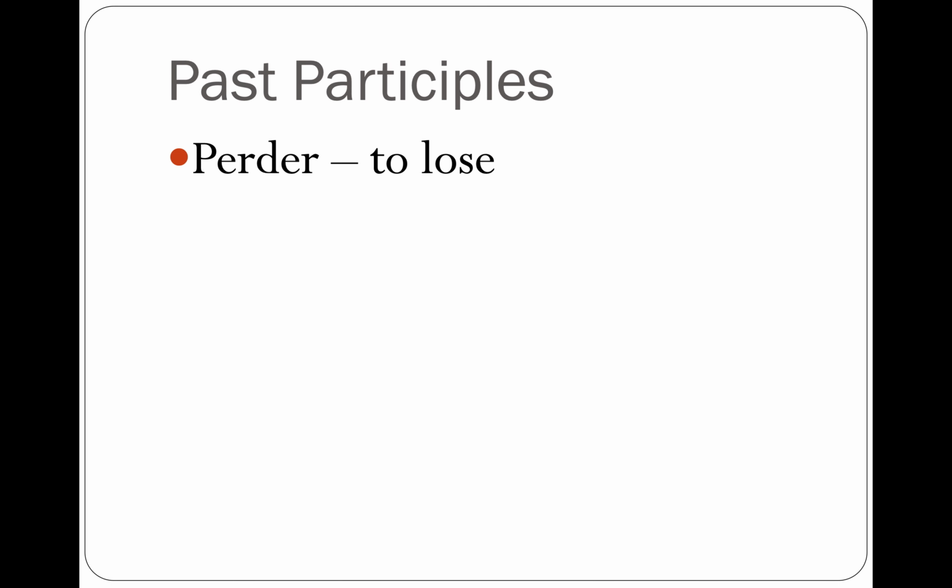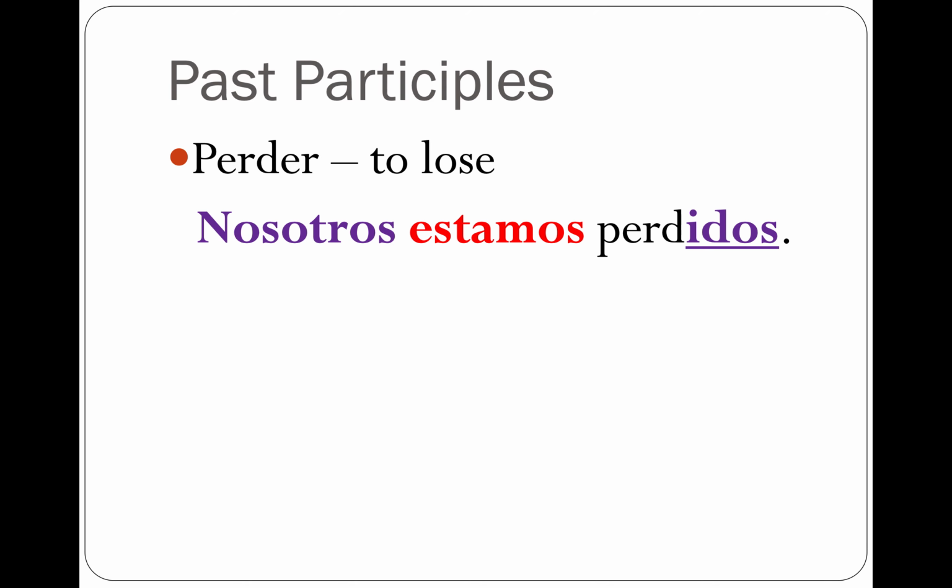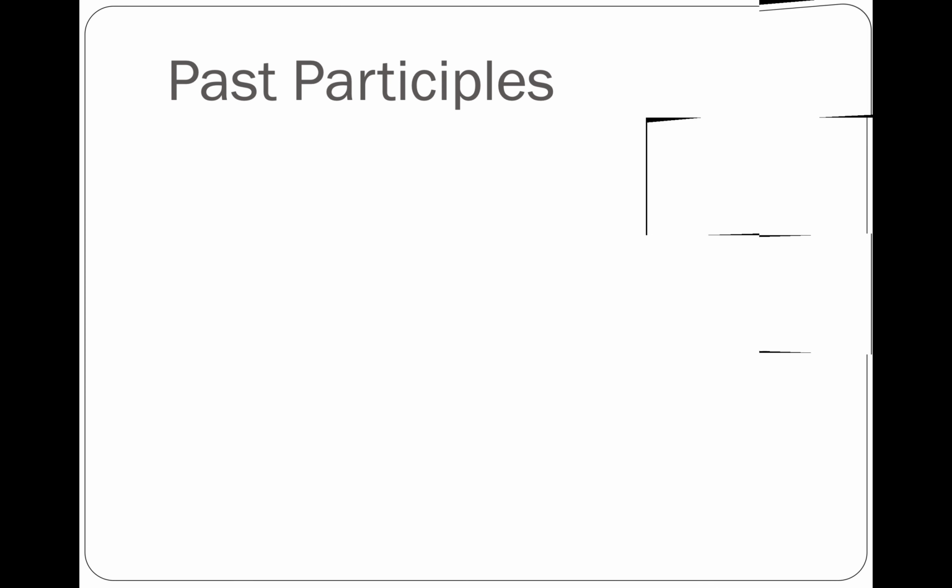We have perder. Perder is to lose, right? Perder ends in ER. So what you do, you add ido. And again, you have to agree in number and gender with whatever you're describing, and you must have the verb estar. Nosotros estamos perdidos, okay? Nosotros, and then you conjugate the verb estar for nosotros, and perdidos because we're more than one. So that will be idos.